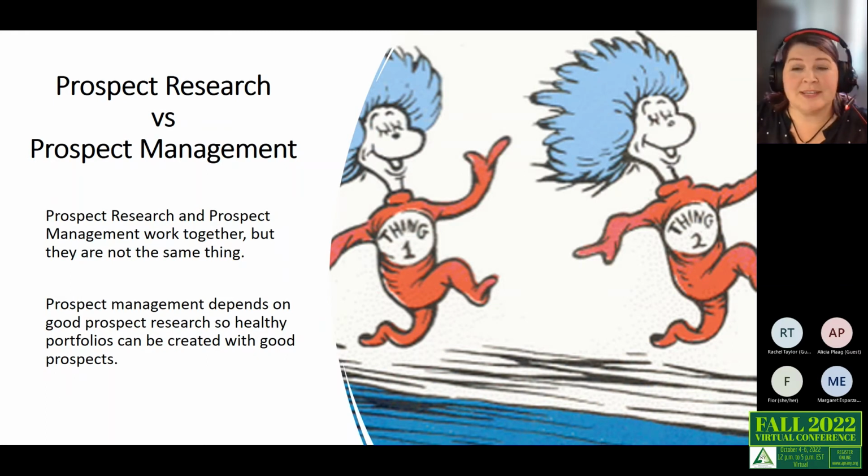Prospect management, that's a little newer on the scene. When I started in this field a little over 20 years ago, prospect management wasn't a thing. No one even used those terms together. But it's developed since then. And it allows us to be strategic in how we prioritize, cultivate, solicit, and steward our constituents.